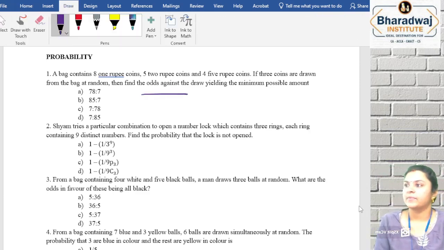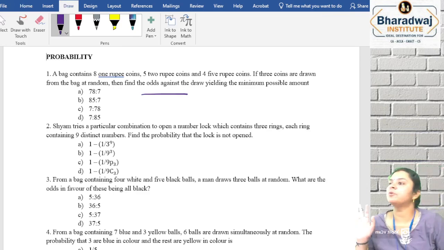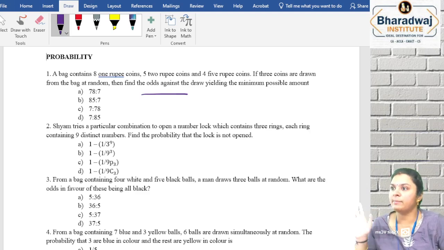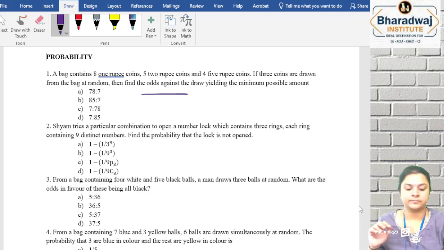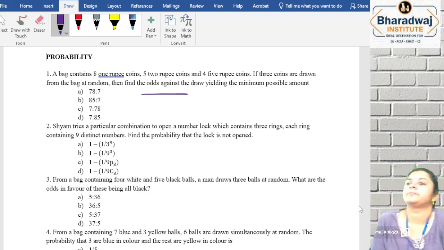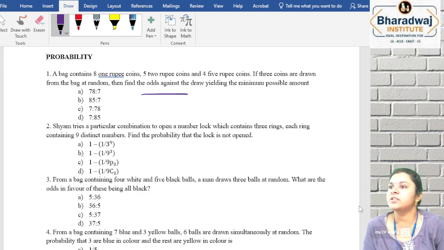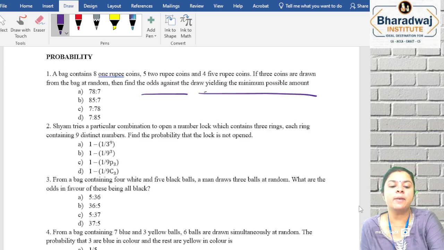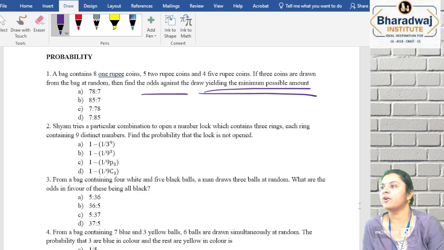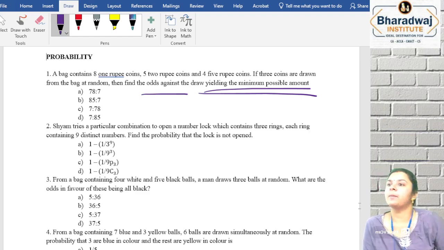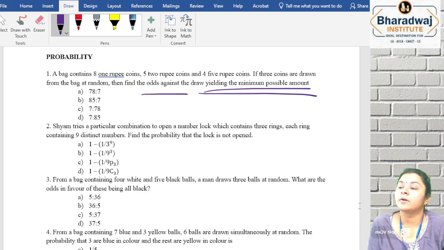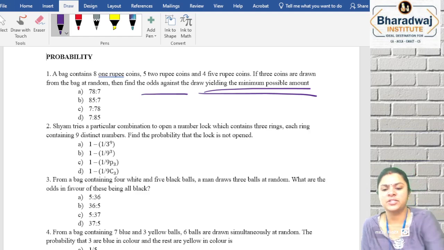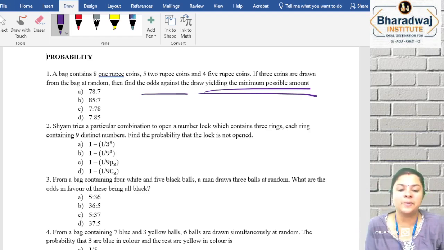They have asked odds against. If it is odds against, what we have to do is first find out the probability in the normal method, N of A by N of S. After that we will convert it to odds in favor or odds against as required. Now, they are asking the probability of the draw yielding the minimum possible amount, where 3 coins are drawn. So when will you get the minimum possible amount? The coins are 1 rupee, 2 rupee and 5 rupee.